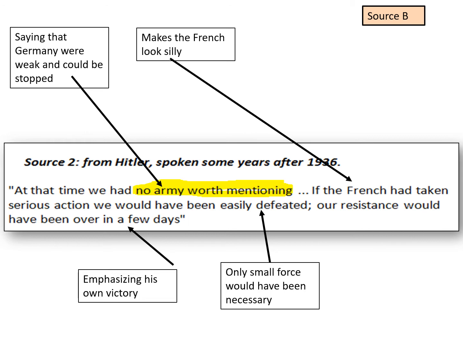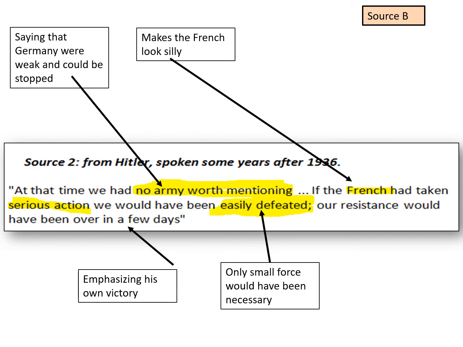So he's saying we were really weak at this point and we could have been stopped. And he mentions the French in particular. If the French had taken serious action, so they'd done something, anything, they would have been stopped. This is him kind of saying that the French were silly and really should have taken action. He mentions that they would have been easily defeated, not just defeated, but easily defeated. And that's emphasising again how weak they were and how Germany at this point were not ready for war.